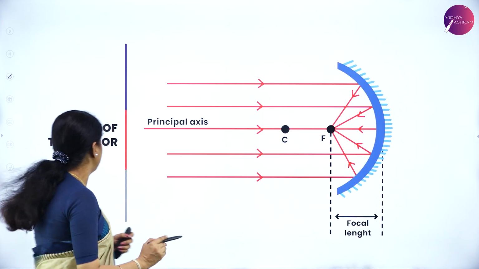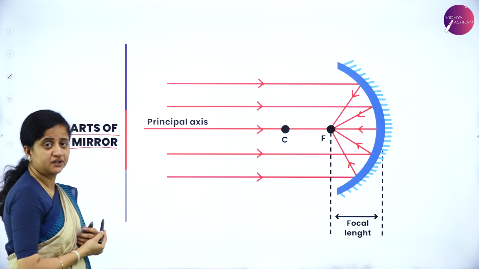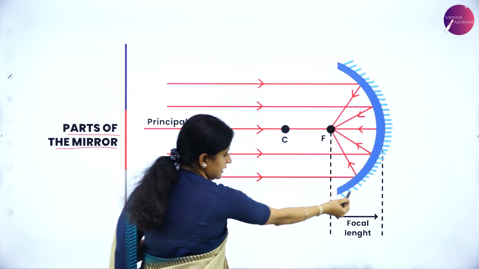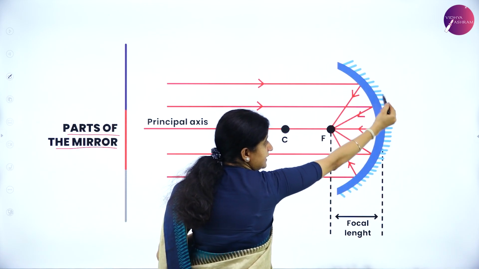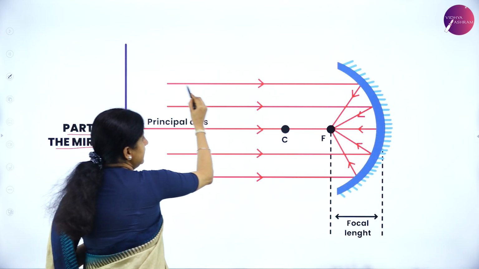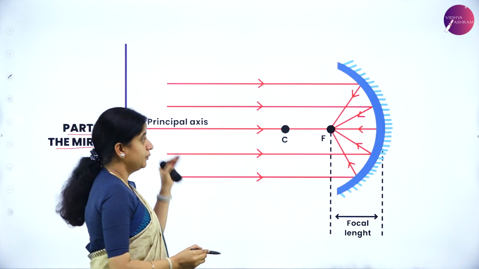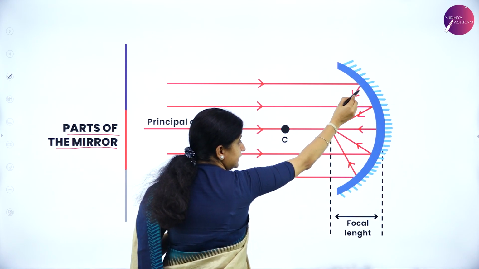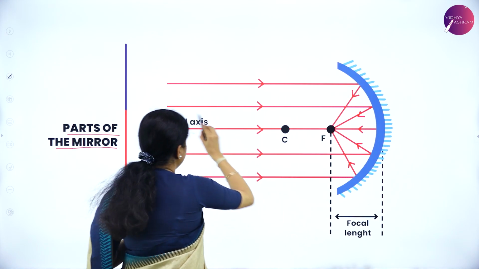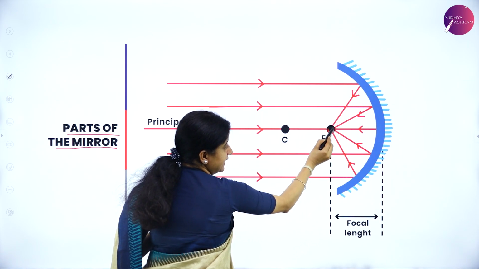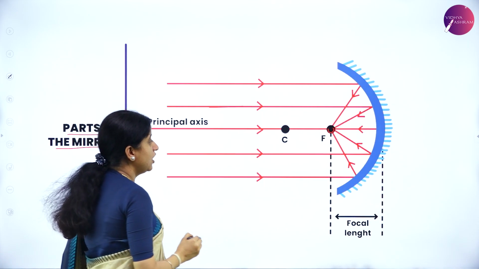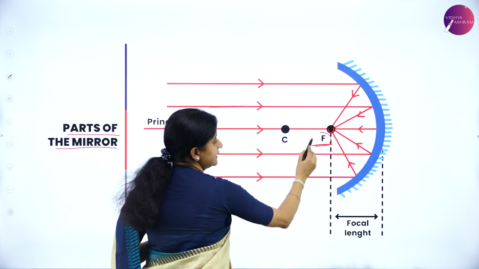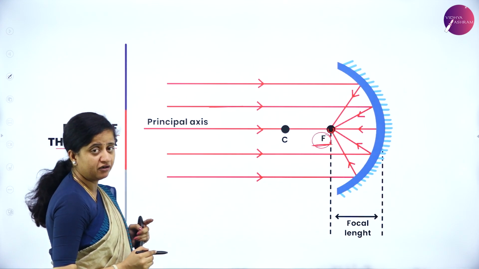Now let us understand what the parts of a mirror are. Understanding the parts of a mirror is very important. Say, for example, this is a mirror with a reflecting surface. Now these are the incident radiations which are going and striking this surface. After striking this surface, they are reflecting back. And all these rays are coming and meeting at one single point, which is called the principal focus. Principal focus is denoted by the letter F. That is one of the parts of a mirror.